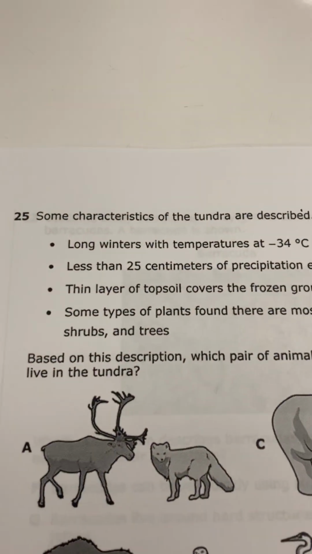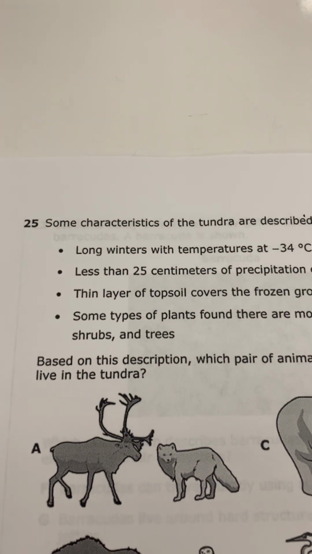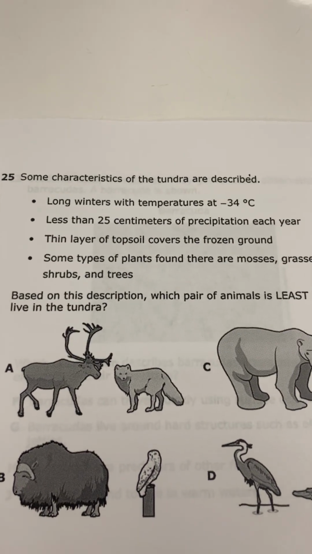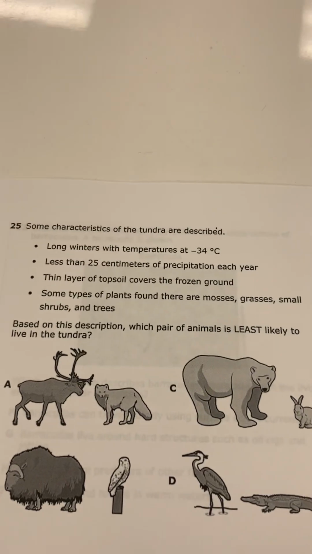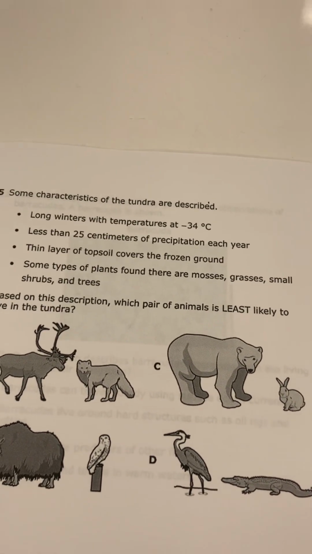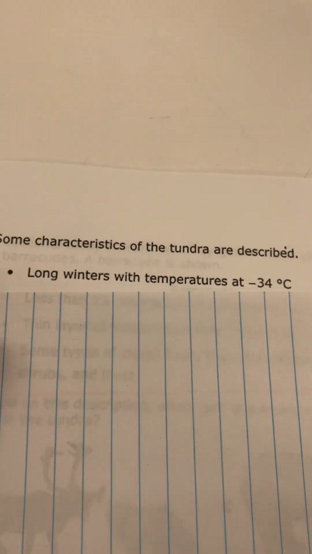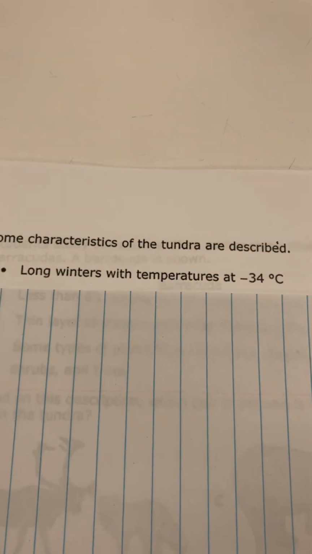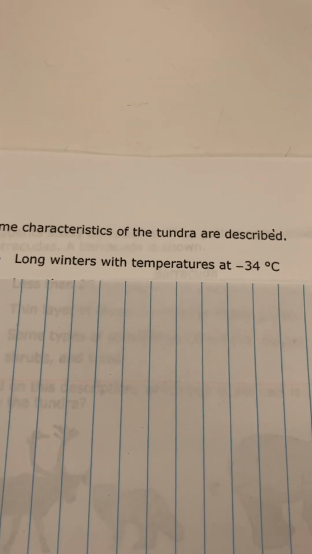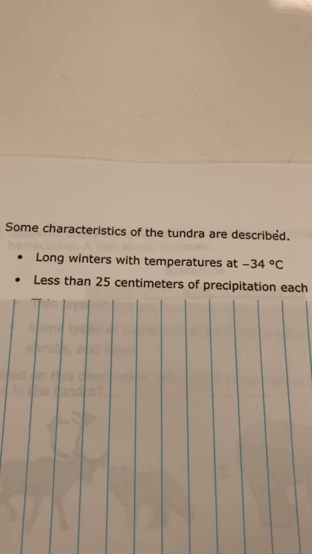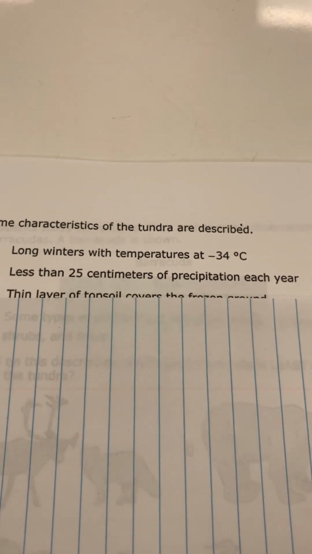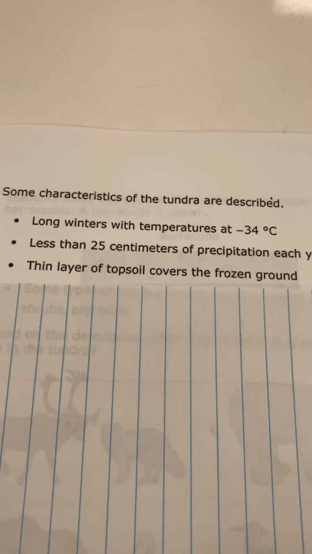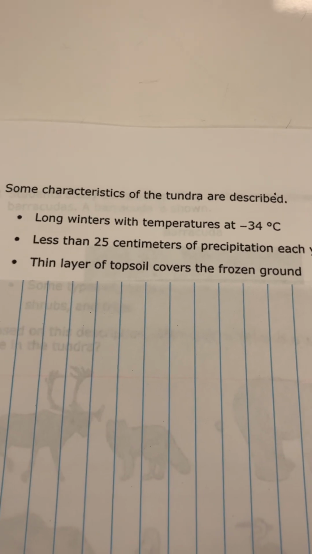All right, it's number 25 here. It says, some of the characteristics of the tundra are described. Long winters with temperatures at minus 34 degrees Celsius. Less than 25 centimeters of precipitation each year. Thin layer of topsoil covers the frozen ground.